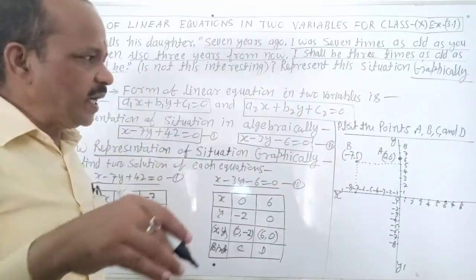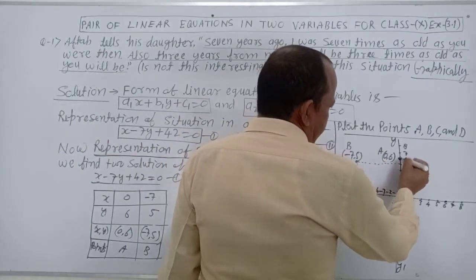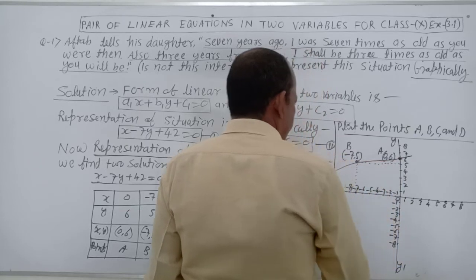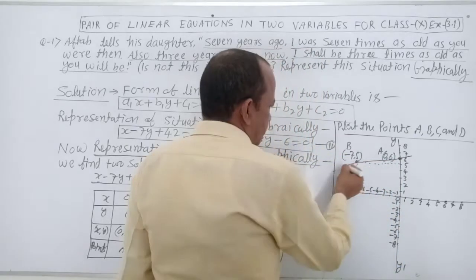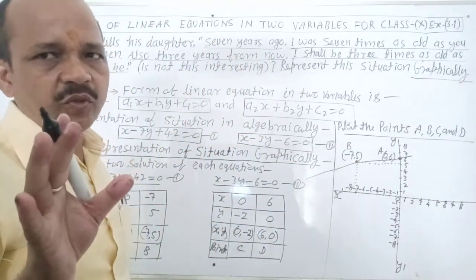You join point A and point B. Here you can join point A and point B. Point B. It is clear? No confusion about it.